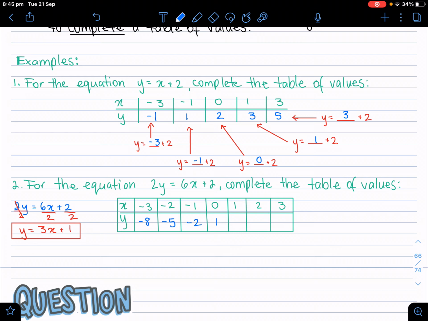And so on and so forth. 3 times 1 is 3 plus 1 is 4. 3 times 2 is 6. 6 plus 1 is 7. 3 times 3 is 9. 9 plus 1 is 10. And that's how you complete a table of values. So you'll see in example 1, I've shown all my working out, but you don't have to do that. Once you know what you're doing, you just have to complete the table of values as given.